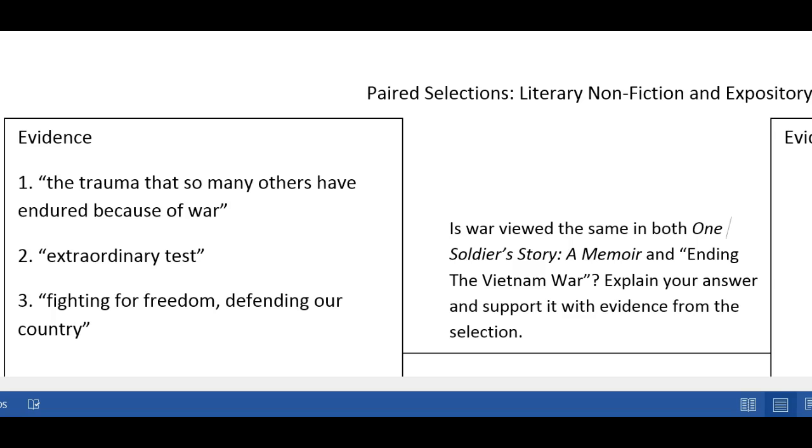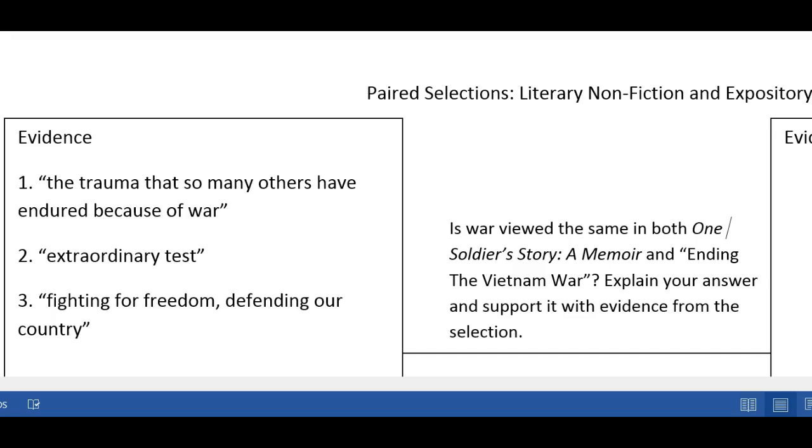Okay, you should have finished looking at One Soldier Story, a memoir. And you also should have identified pieces of evidence to help you to answer the question, which is: is war viewed the same in both One Soldier Story, a memoir, and Ending the Vietnam War? Explain your answer and support it with evidence from the selection. Notice, after I read, I didn't try to answer the question right away, because right now I'm honestly unsure of what the answer is going to be.